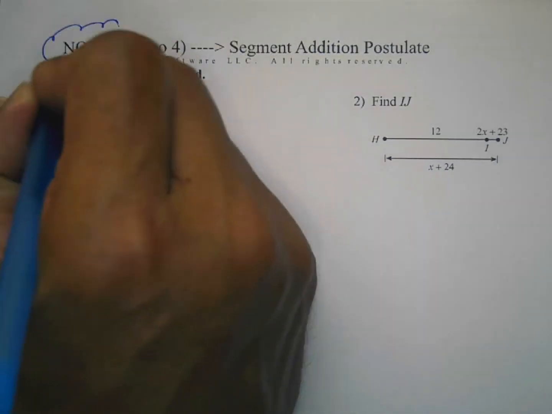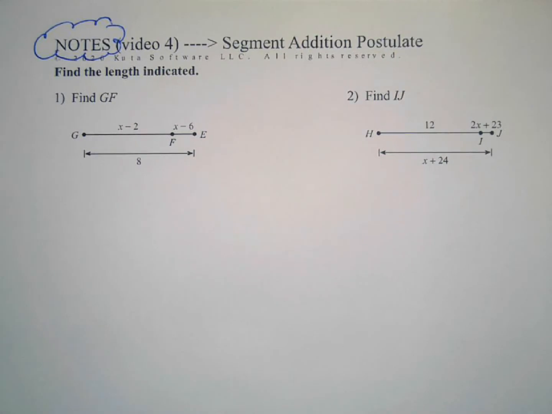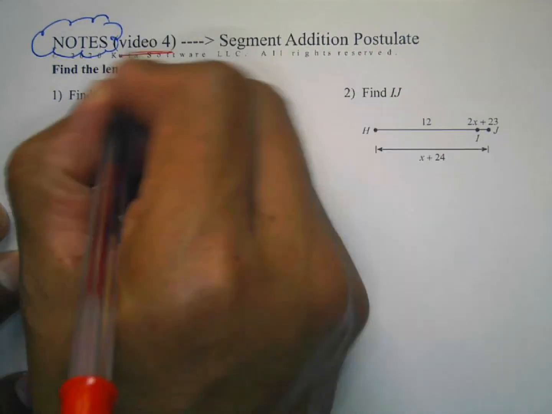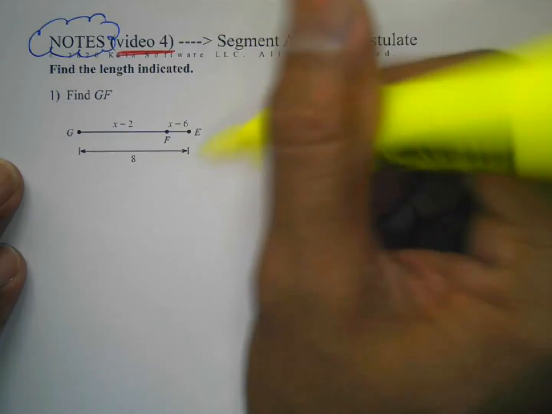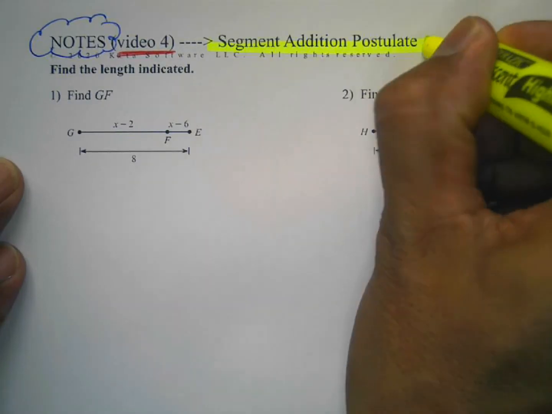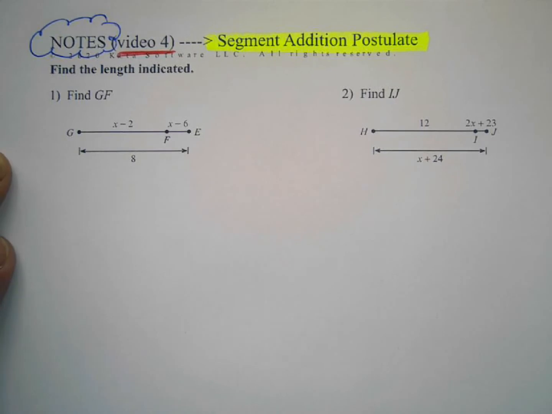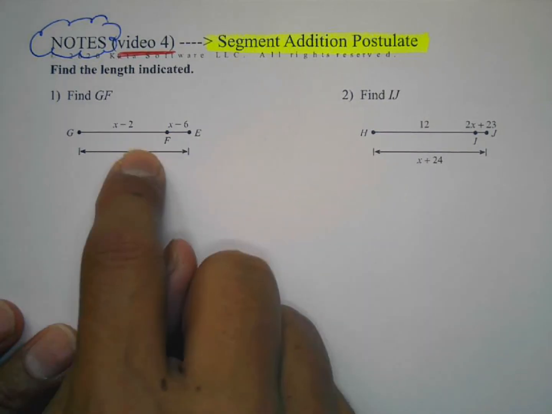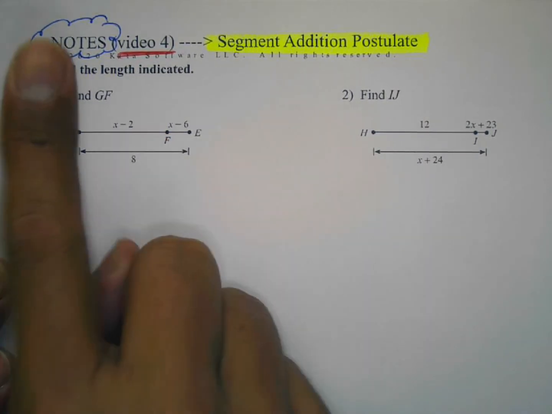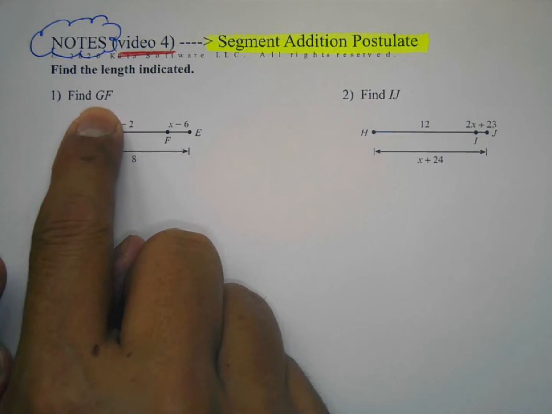Notes part 4. Again, we're continuing the segment addition postulate. So far, pretty easy, right? If you can do the easy problems, then you can do the medium problems. Here's just another little twist. It's not really anything different. You just have to pay attention to what they're asking you to find.